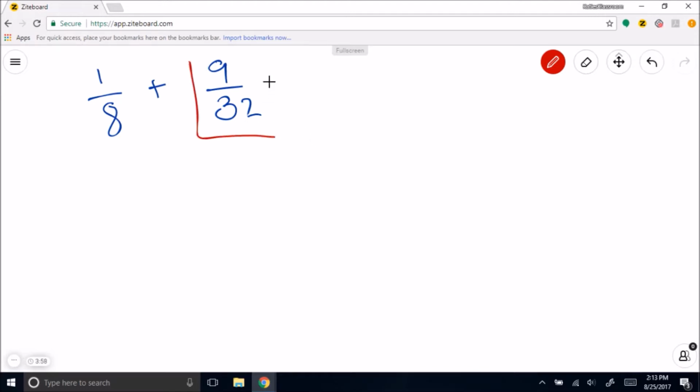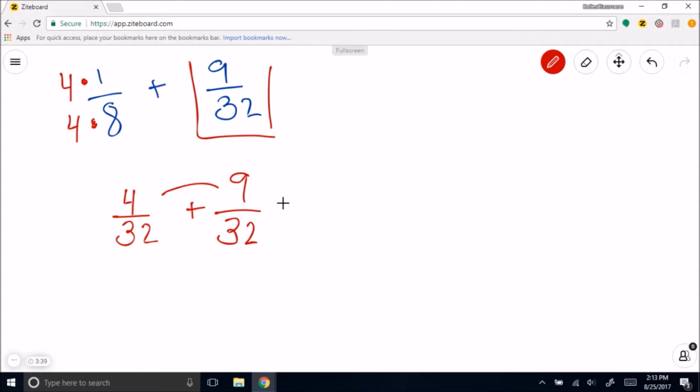So this fraction here, I'm just going to leave it, and I'm going to change this one so that it can have a denominator of 32. Well, I know that 8 times 4 is 32. Whatever I do to the bottom, I have to do to the top. Now I just add the tops. 9 plus 4 is 13, and I keep the bottom 32. I ask myself, can this simplify? This cannot. 13 is a prime number. Nothing goes into either one of these, making it simplify. So that is my answer, 13 over 32.